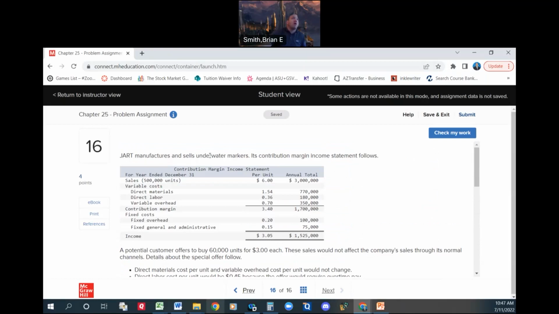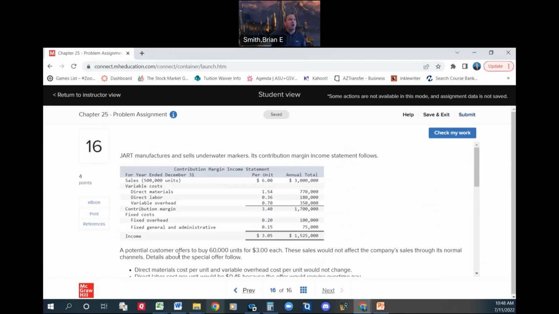Oh, I thought this said underwear maker markers. I'm like, what is an underwear marker? Underwater markers. I have no idea what that is. Underwater markers. What would you use underwater markers for? Diving, maybe? I have no idea.